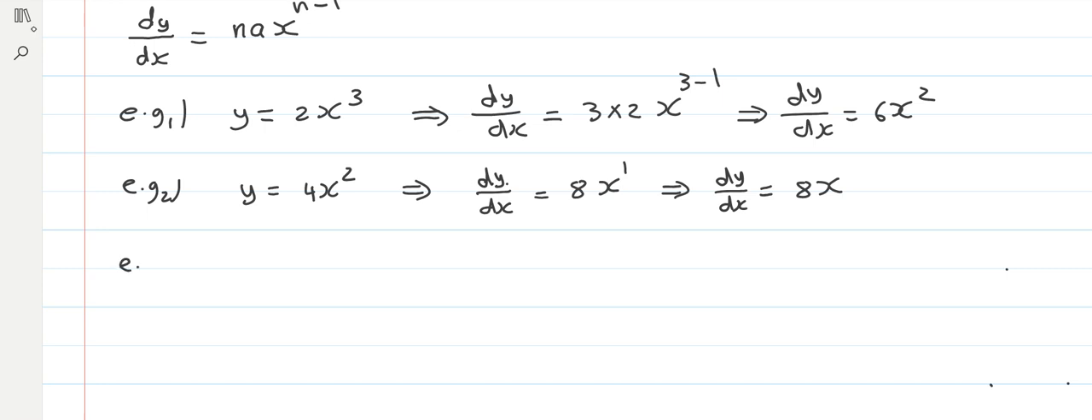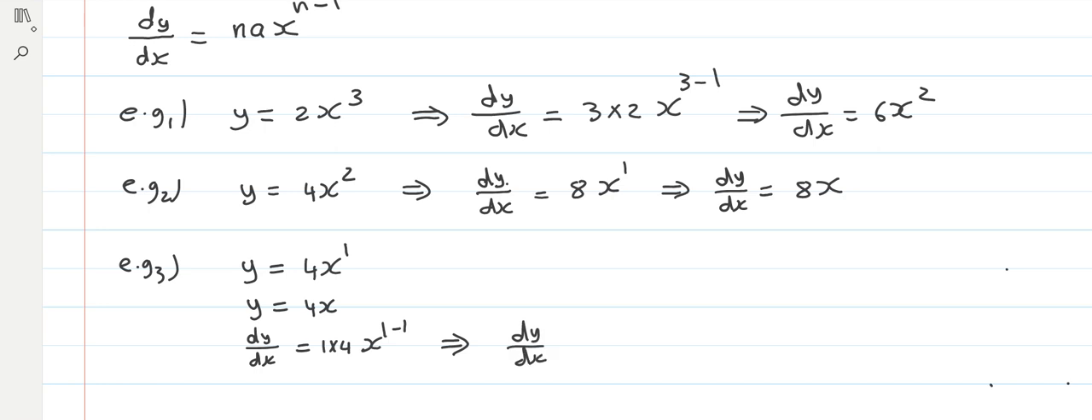So next example. Y equal 4x. Again, if you look at the power of x here is 1, yeah? Usually we don't write it. Okay, we should know there is a power 1 there. So all we have to do, dy by dx is going to be 1 times 4x, 1 minus 1. So we're going to have 4 times x to the power 0.